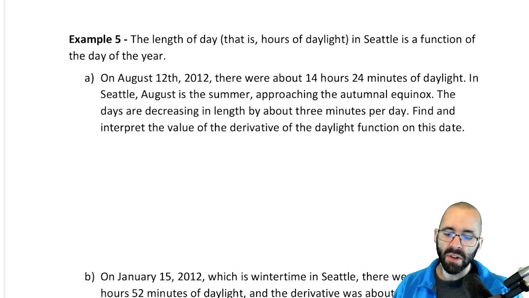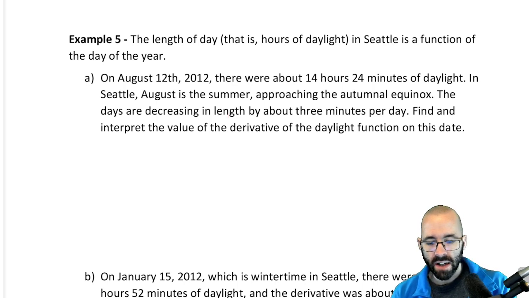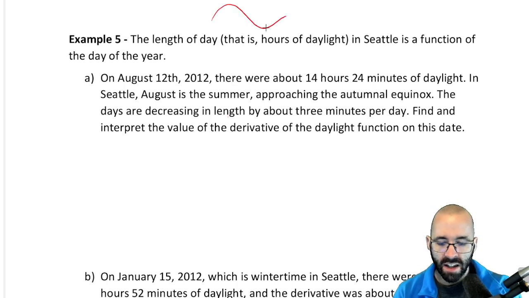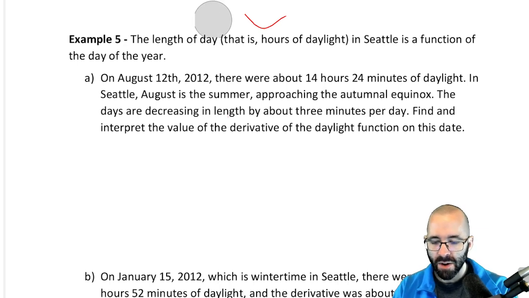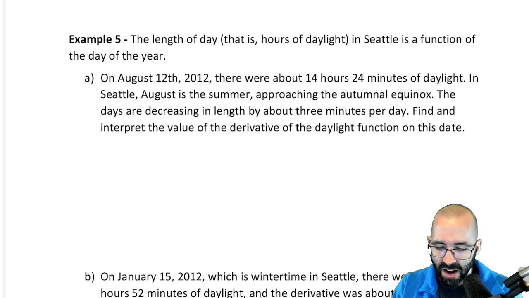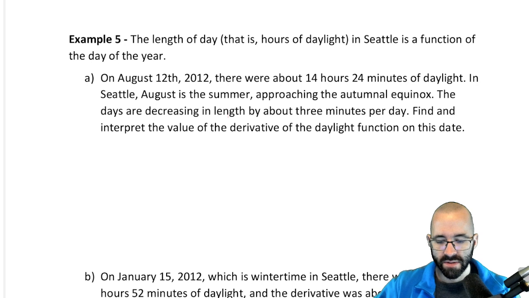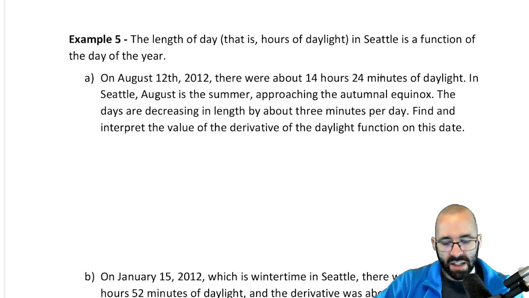Example 5 says, if we look at the length of the day, hours of daylight, in Seattle, it's a function of the day of the year. If you ever look at a graph, it looks like this. We've got winter solstice over here, summer solstice over here, or it might be slightly offset. I don't remember, but it's basically that. But anyway, on August 12th in 2012, there were about 14 hours and 24 minutes of daylight.